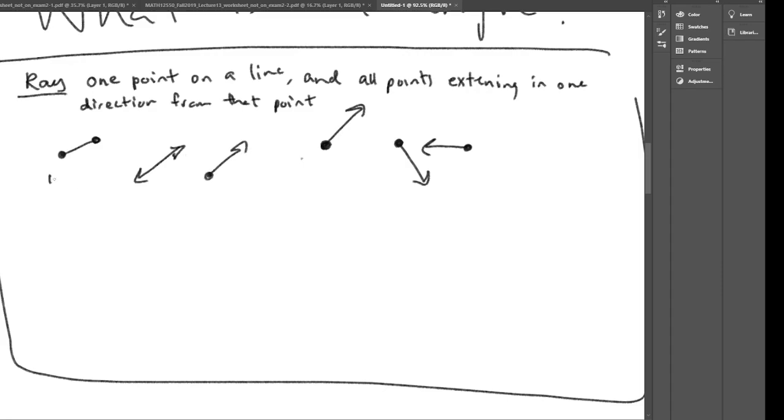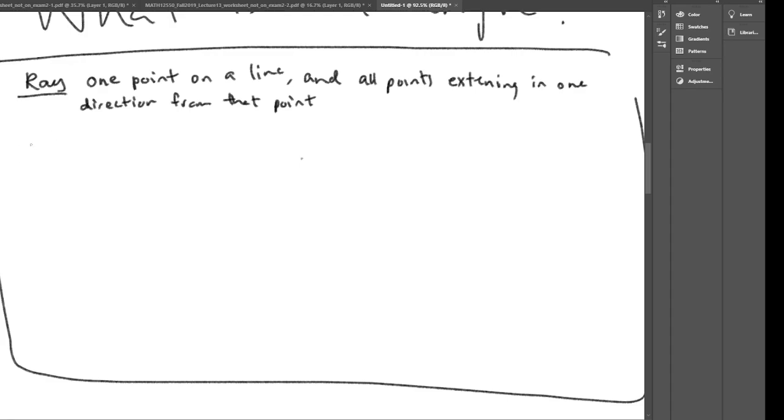So I'll say line segment, line, ray, right? That's the difference. A line goes on forever in both directions. A ray only goes on forever in one direction and has an endpoint in the other direction. Now, moving these off the screen here so we have a little more space.